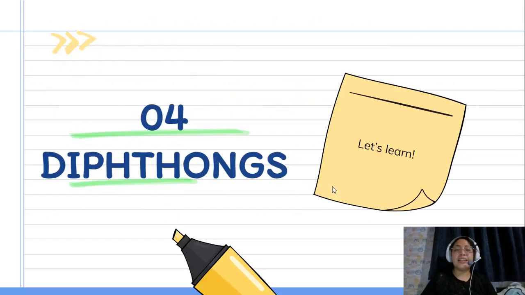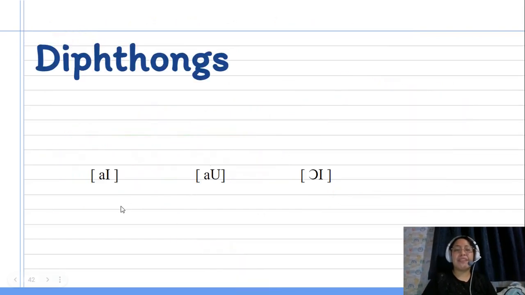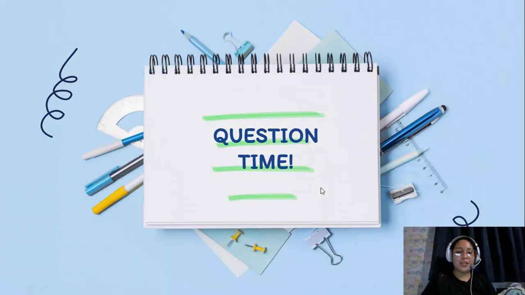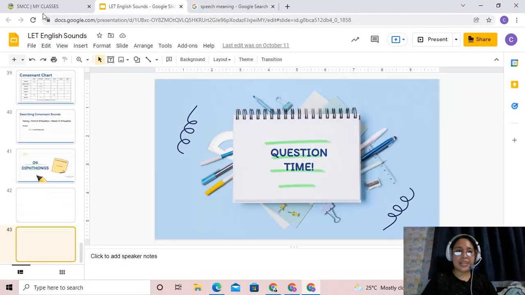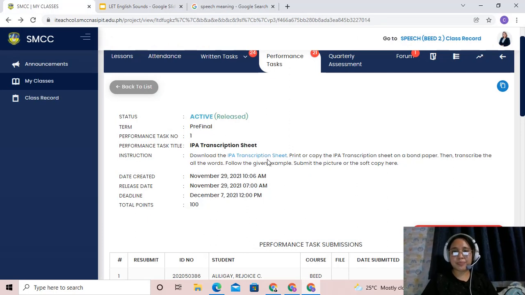Okay. And for the diphthongs, we only have three here. You have ai, au, and oi. Ai, like in the word light. Au, in the word house. And oi, like in the word boy. Okay. And that's it. So for your activity that I put in your LMS, you can check the IPA transcription sheet. Just click this one.